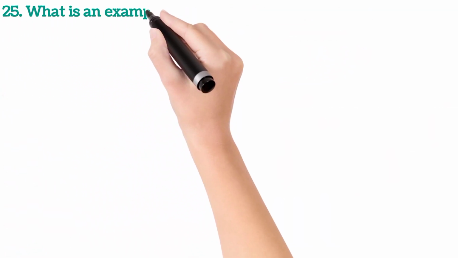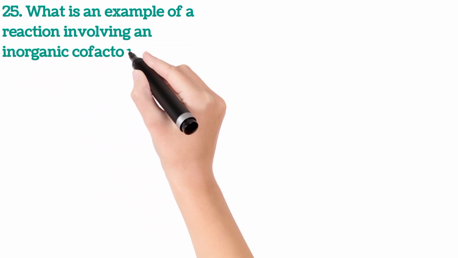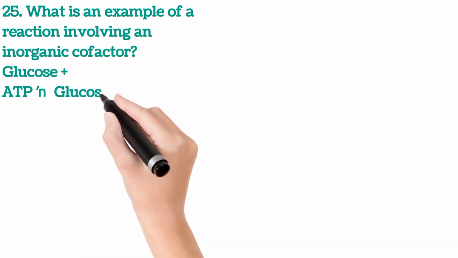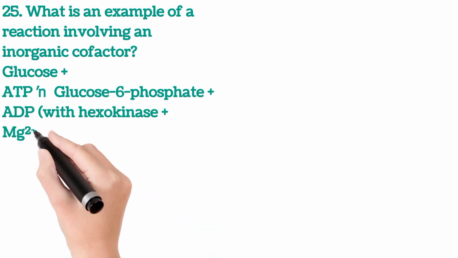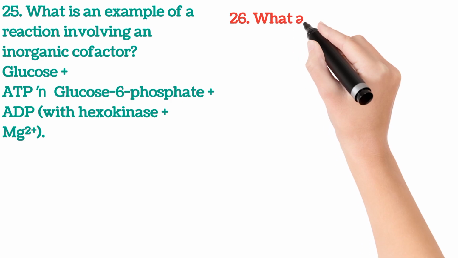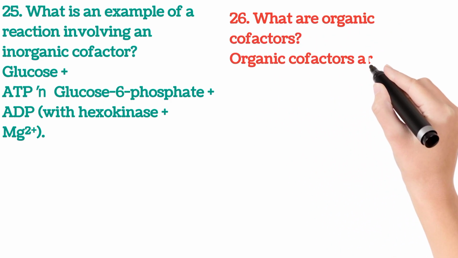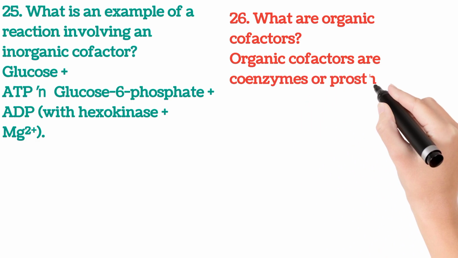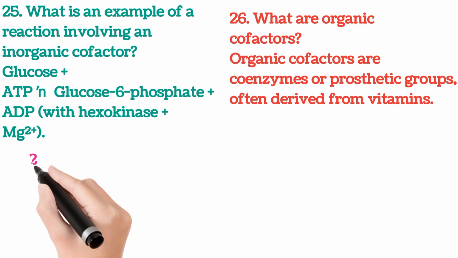25. What is an example of a reaction involving an inorganic cofactor? Glucose plus ATP gives glucose 6-phosphate plus ADP, with hexokinase plus magnesium. 26. What are organic cofactors? Organic cofactors are coenzymes or prosthetic groups, often derived from vitamins.